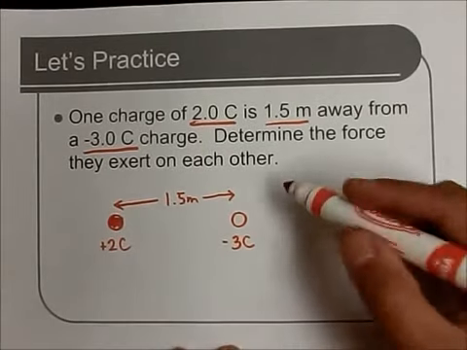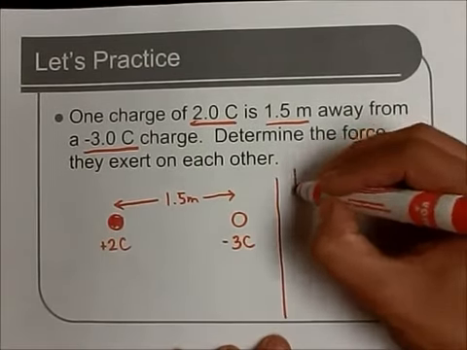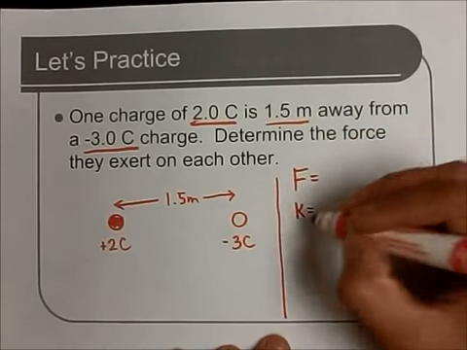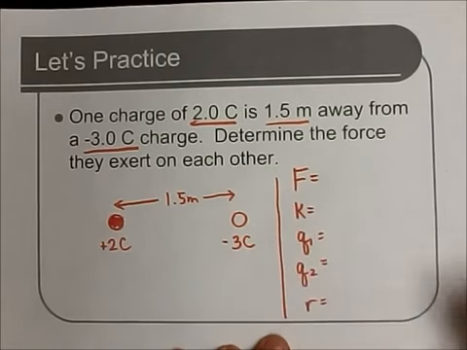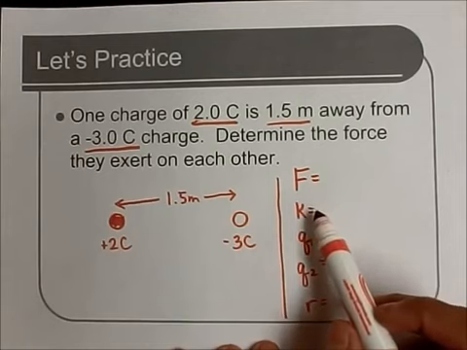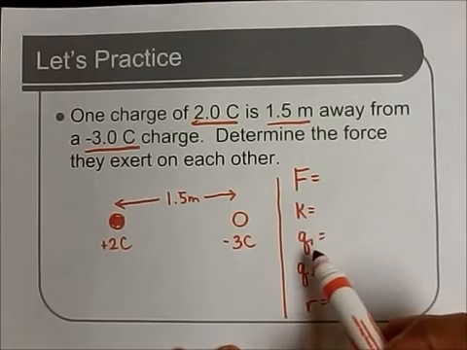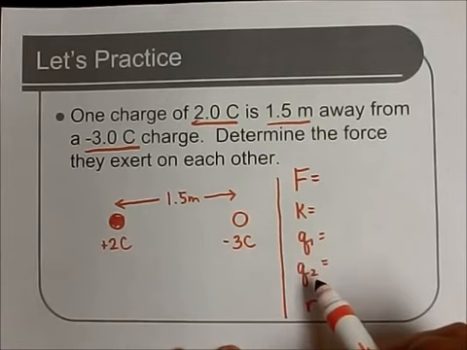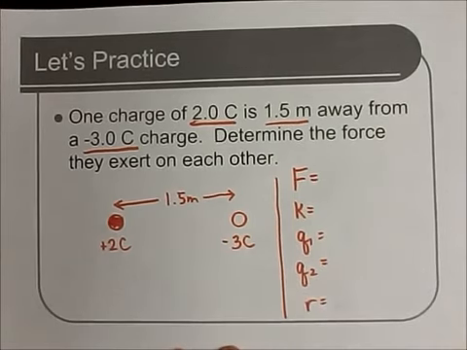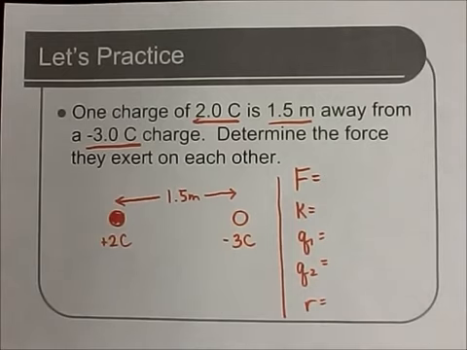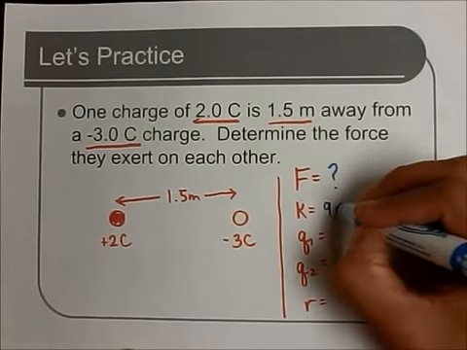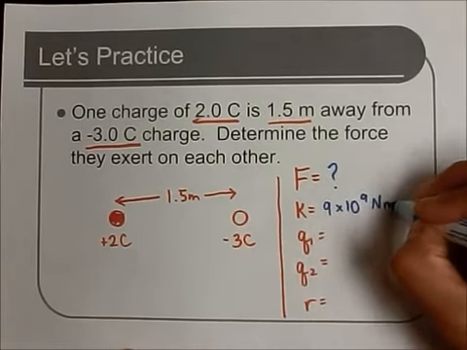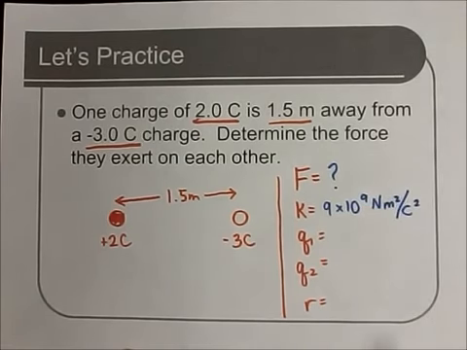Okay, and I know that when dealing with Coulomb's law, I have the following variables associated with it, where F is the force they exert on one another, K is Coulomb's constant, Q1 is the charge of one of the objects, Q2 is the charge of the other object, and R is the distance between them. So I know that in this scenario I'm looking for the force, so that's going to be my question mark. K is a constant, and it's always going to be 9 times 10 to the 9th newton meters squared per coulomb squared.